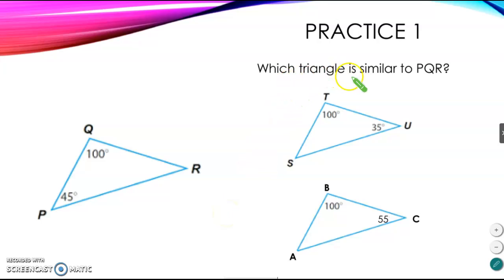The question is, which triangle is similar to PQR? So I have triangle PQR right here. And the question is whether triangle STU or triangle ABC is similar to that one. I'll let you take a moment to think about that.